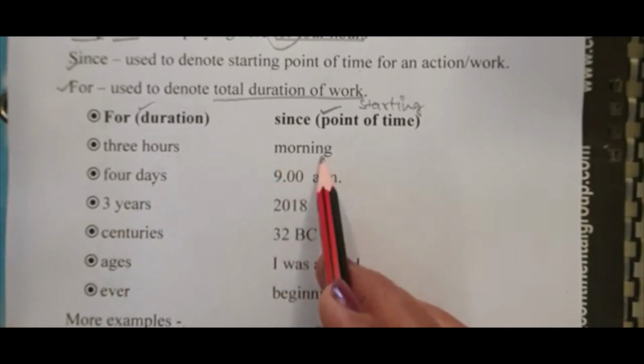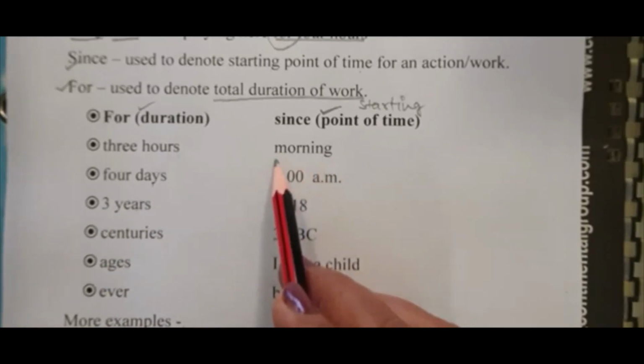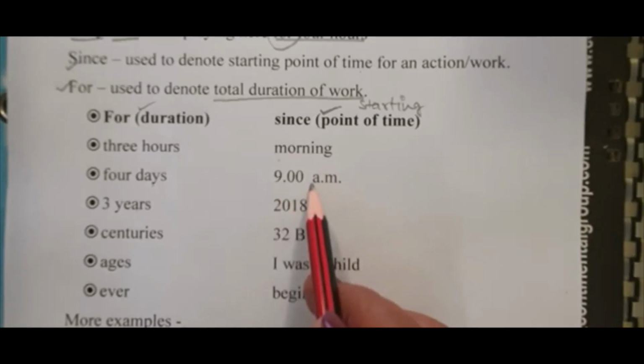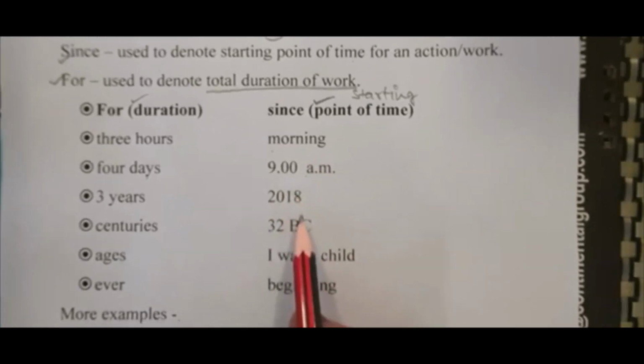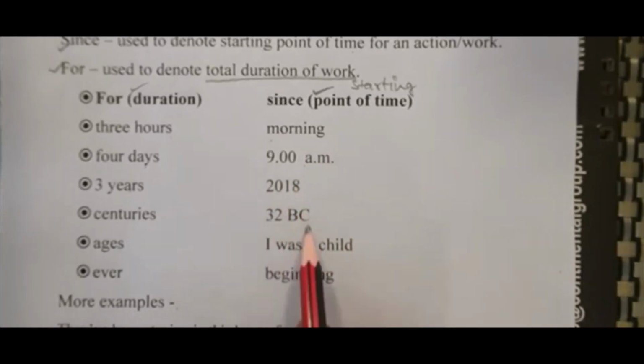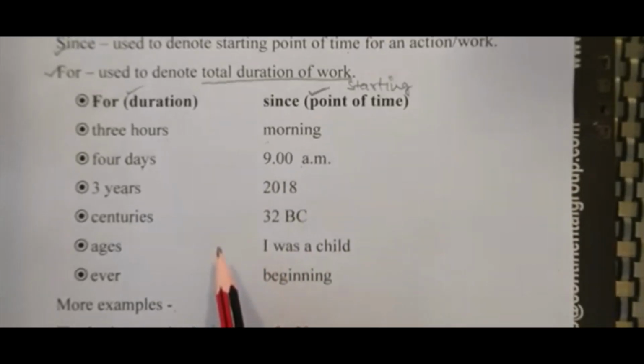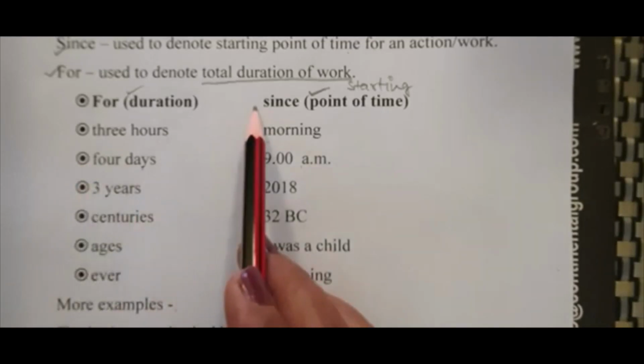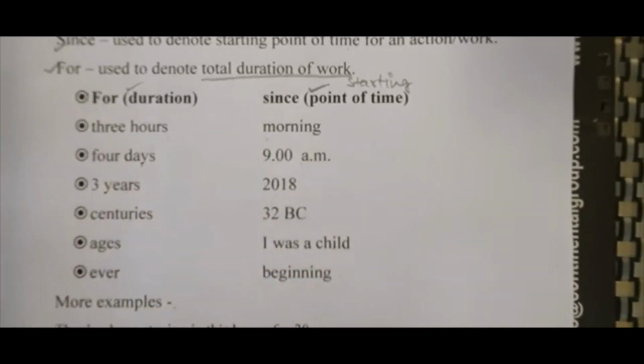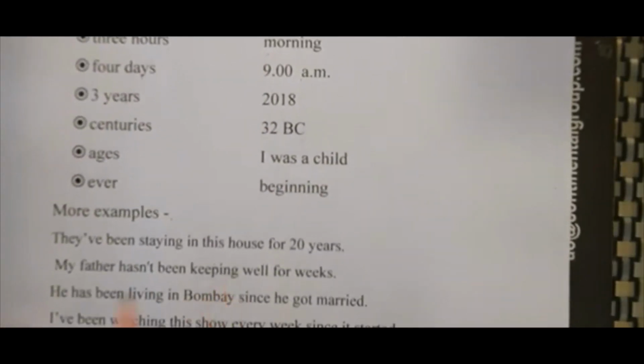Okay. Morning is a point of time, from when the work started. 9 a.m. is also a point of time. 2018 is also a point of time. BC, since I was a child, since the beginning. So you just have to see what the sentence conveys. Accordingly, we use since or for.